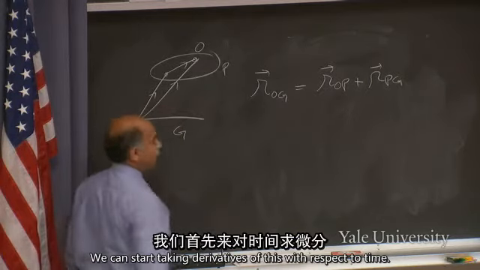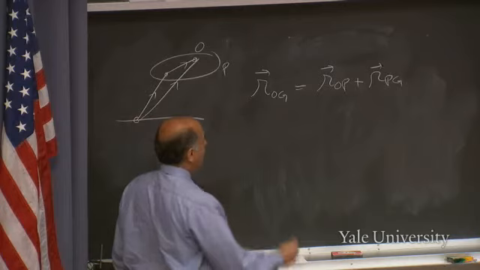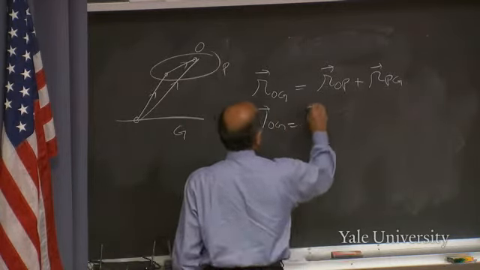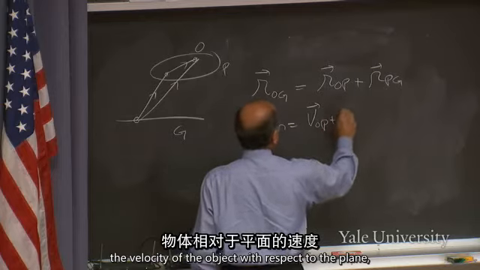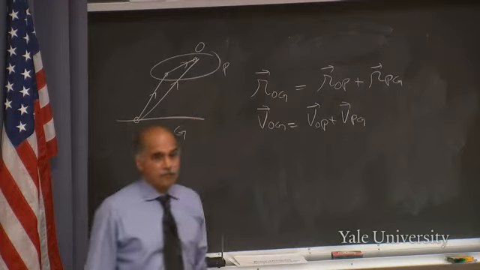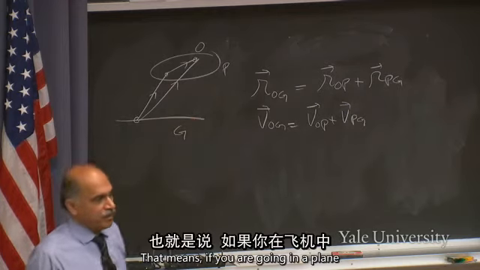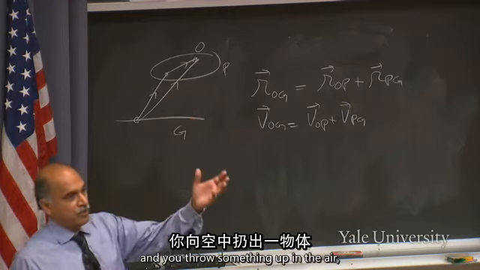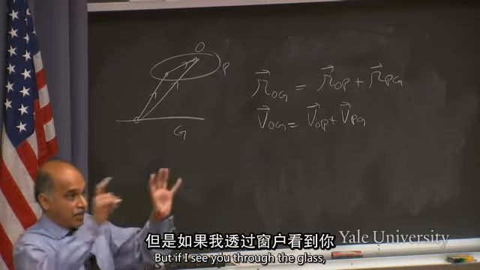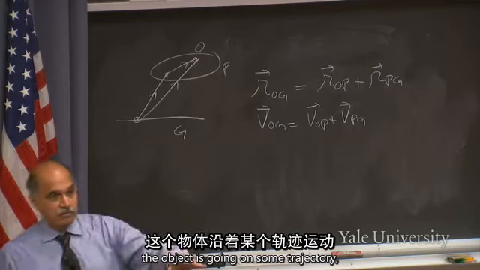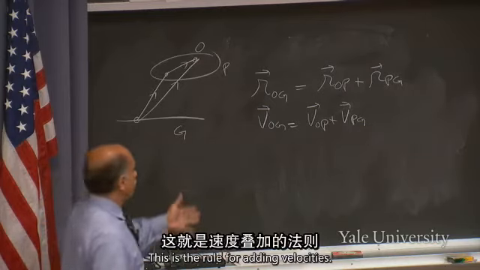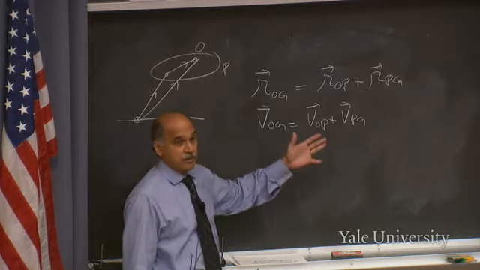Now you can start taking derivatives of this with respect to time, and that will say the velocity of the object with respect to the ground, the velocity of the object with respect to the plane, velocity of the plane with respect to the ground. That means if you're going in a plane and you throw something up in the air, it seems to be going up and down to you. But if I see you through the glass, the object is going on some trajectory which has got both up and down and horizontal motion. And this is the rule for adding velocities.